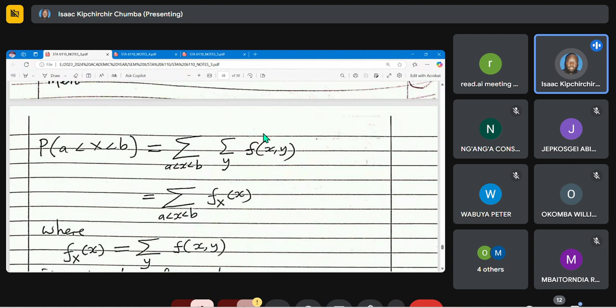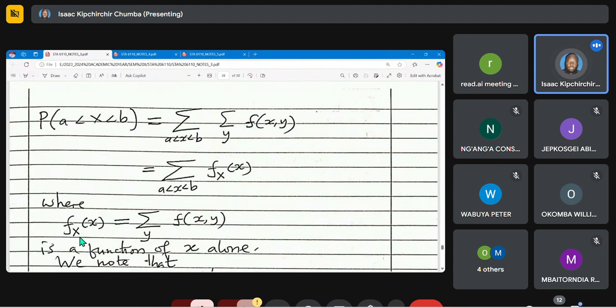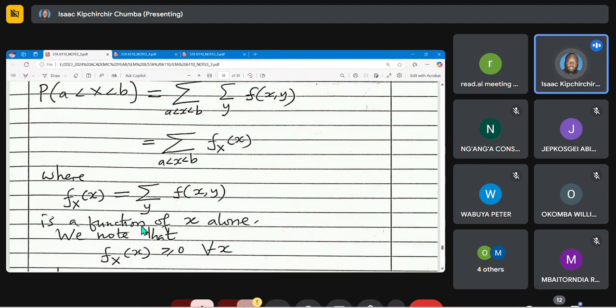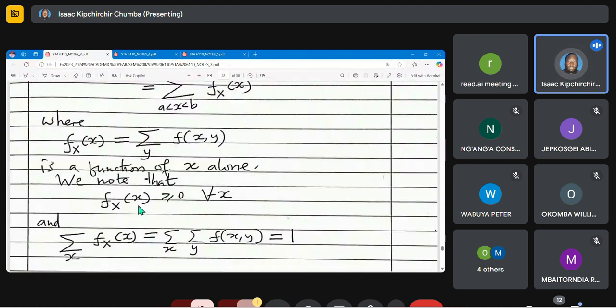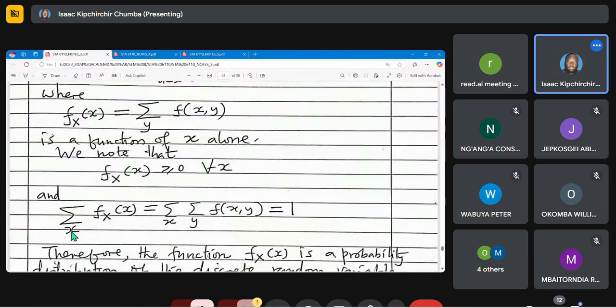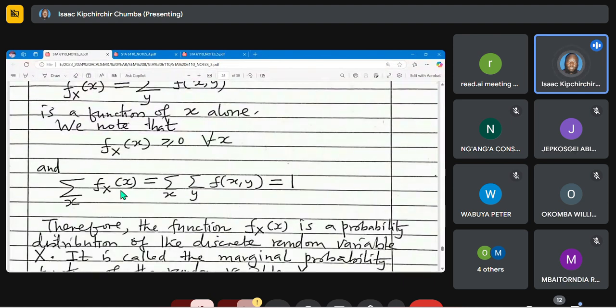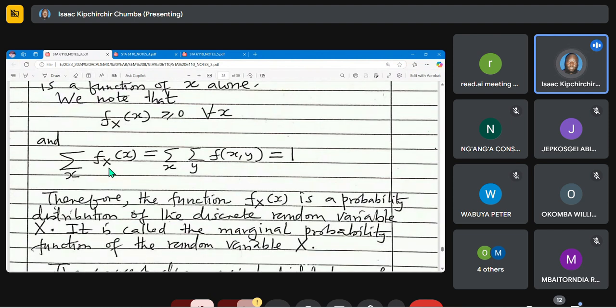Again, you can see if you sum the joint over y, you will end up with a function of x, which we are calling fx of x. So this is what fx of x is, a function of x alone. Similarly, it is non-negative, and if you sum this fx of x over x, you'll be summing actually the joint over x and y, which is 1, because it's a probability distribution. Meaning the function fx of x is a probability also because it sums to 1 over all possible values of x. So this is called the marginal probability function of the random variable x.